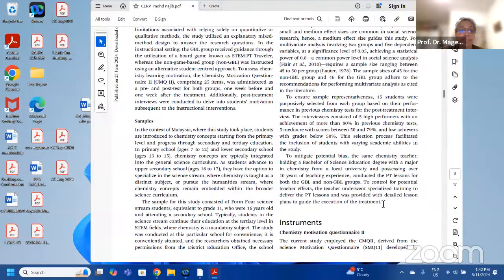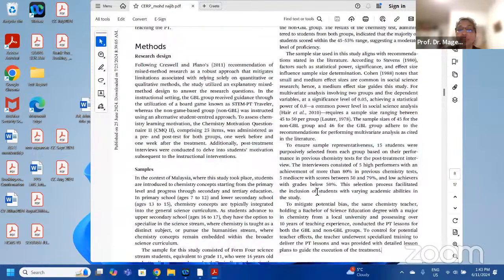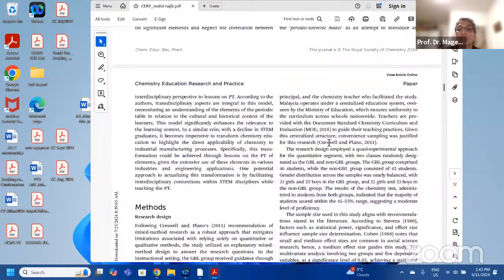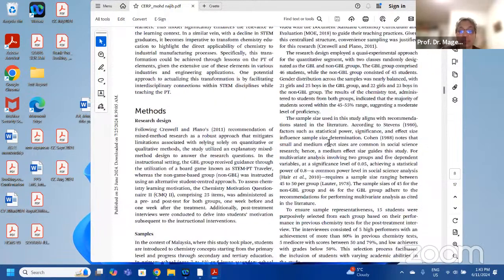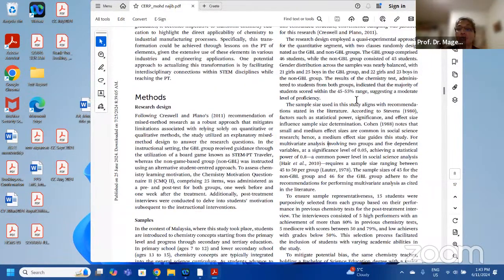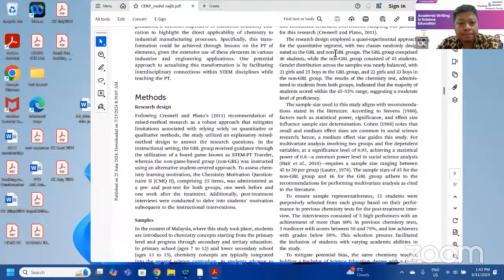You know why? Initially, the paper has a big issue. The reason is my sample size for the experimental group is 40 something, and 40 something for control. 45 students in non-GBL and 46 for GBL. So the question is, how can I justify the sample size is appropriate? At the first level of review, it was almost rejected because my sample size is small.